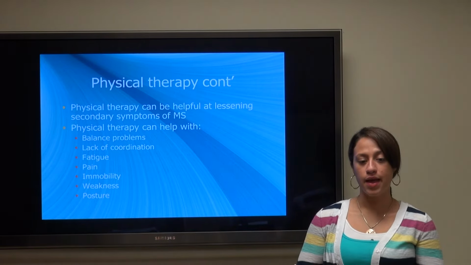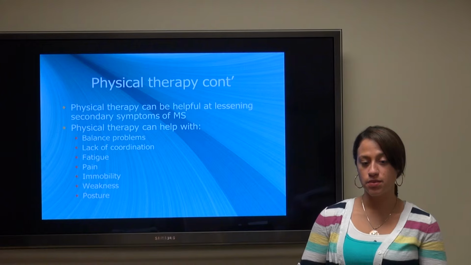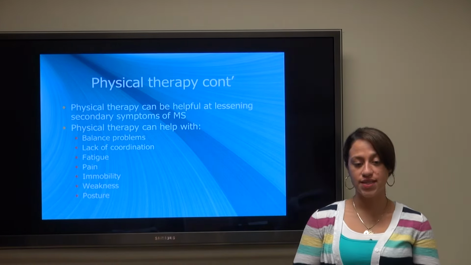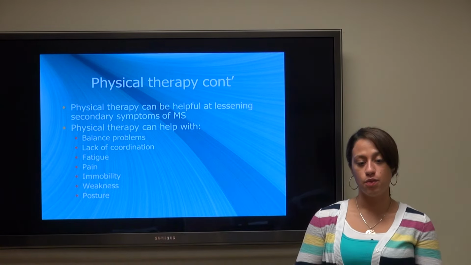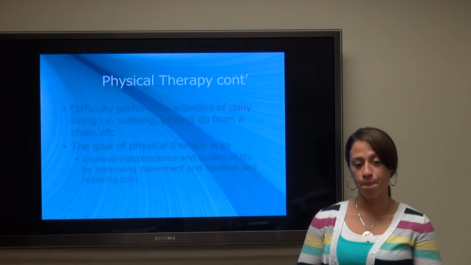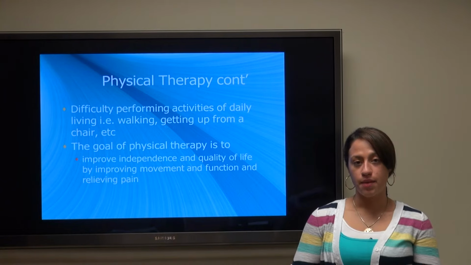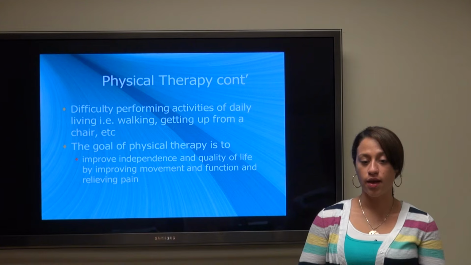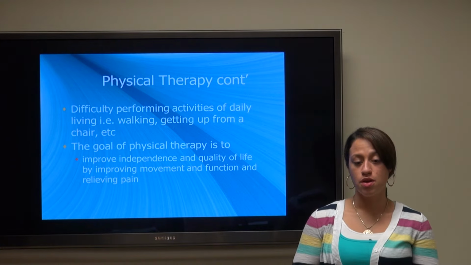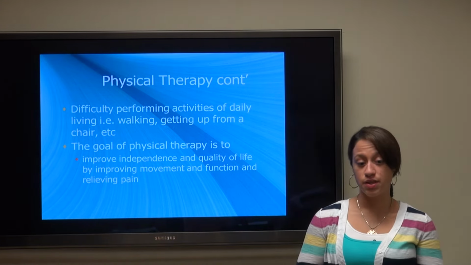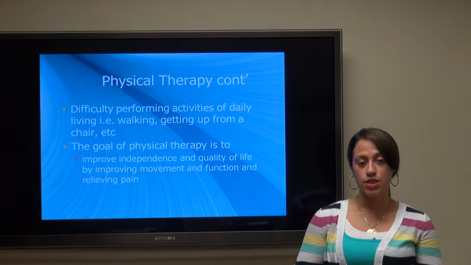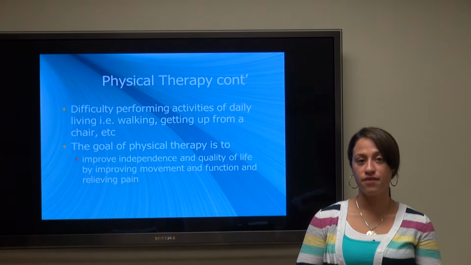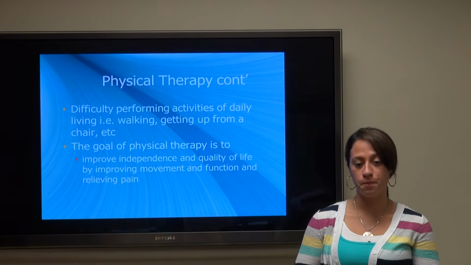Physical therapy can be helpful at lessening secondary symptoms. It can help with issues with balance, lack of coordination, fatigue, pain, immobility, weakness, and poor posture. Physical therapy can be instrumental in helping patients to improve their activities of daily living, walking, getting up and down from a chair, negotiating a flight of stairs. The goal of physical therapy is basically to improve a patient's independence and quality of life by improving their movement and function, as well as trying to relieve their pain.